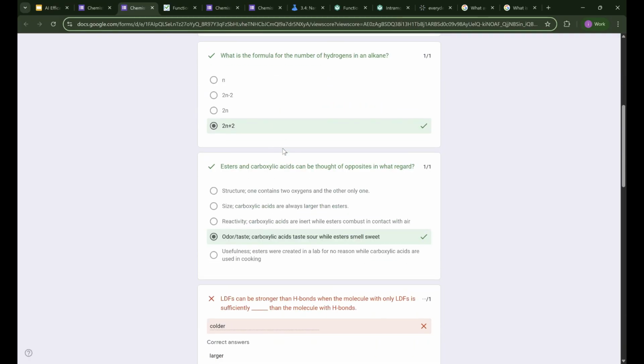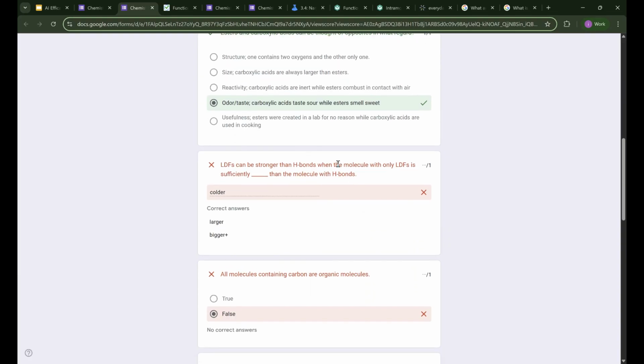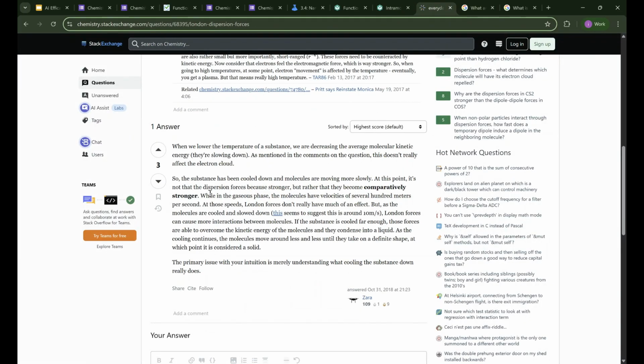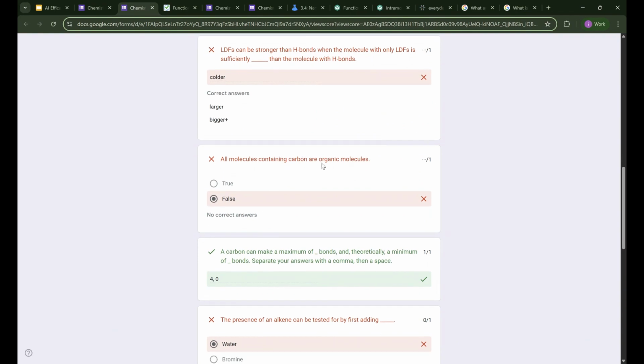Lowest, correct. Correct. Okay, that's interesting. London dispersion forces. Okay, yeah, that's obvious. I don't know why I didn't think of that. I guess I got mixed up because it's something about cooled down and moving more slowly. I thought that it was referring to that, but I guess not.